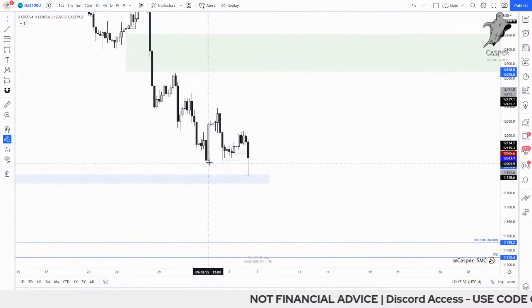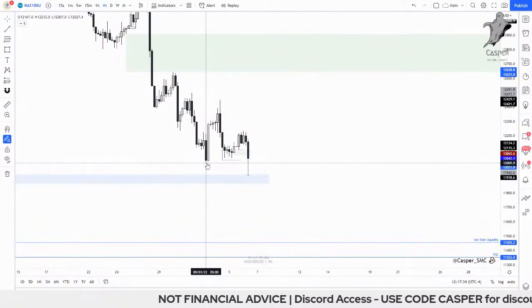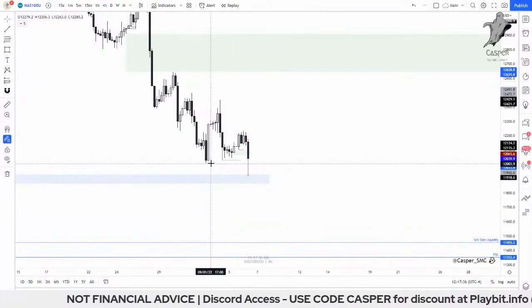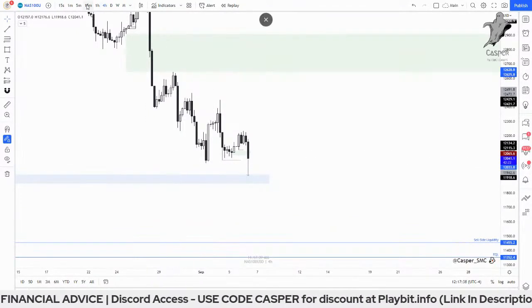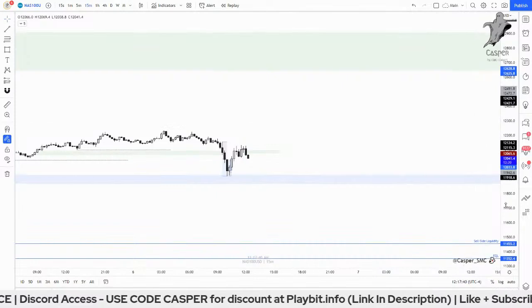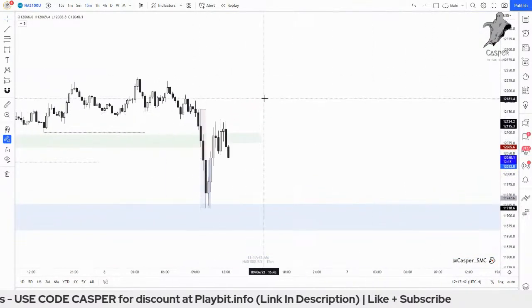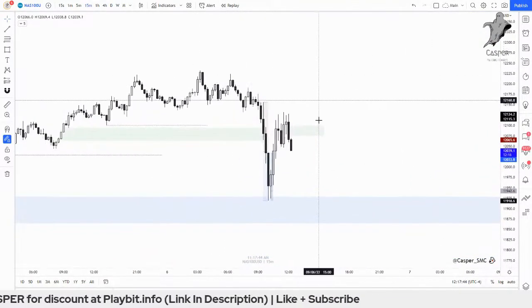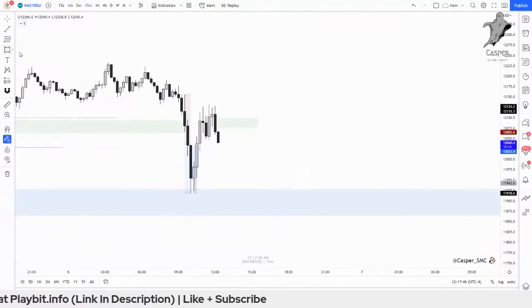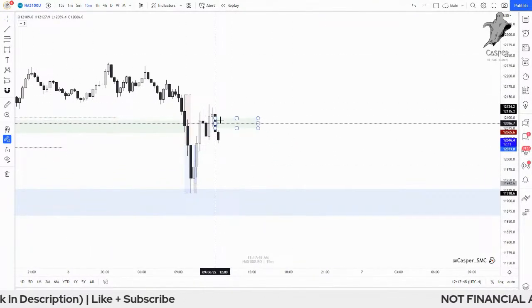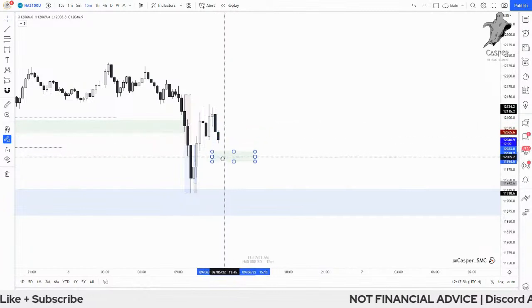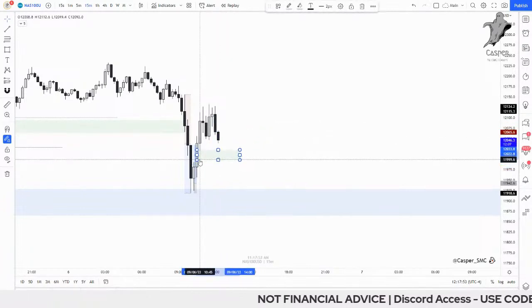Preferably, I want to close this 4-hour candle above this low. If we can close this 4-hour candle above this low and maintain, that would lead me to believe that we might see some moves to the upside. Because yes, there's displacement on the downside, but what I also see is this displacement on the 15-minute.